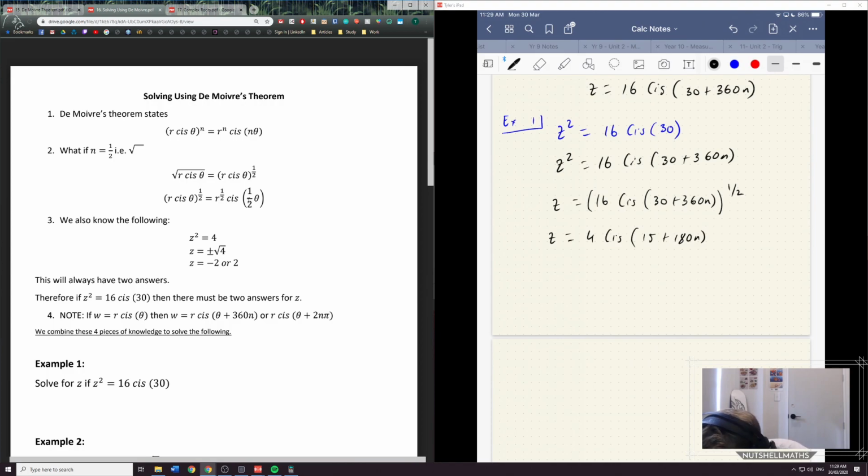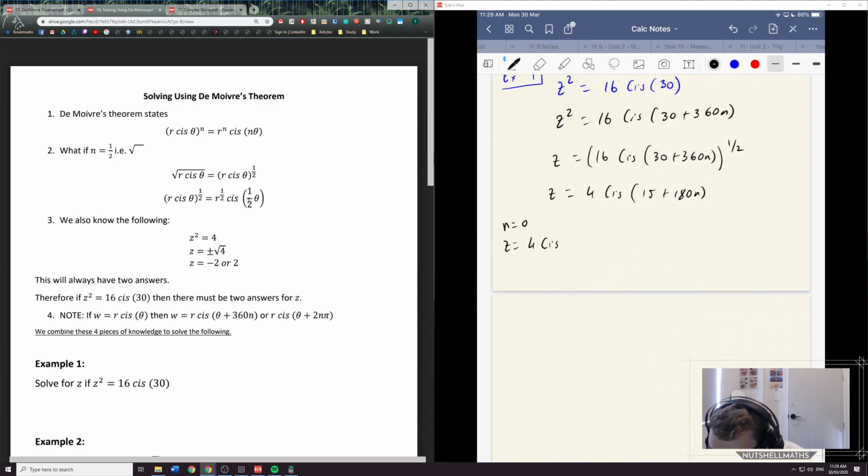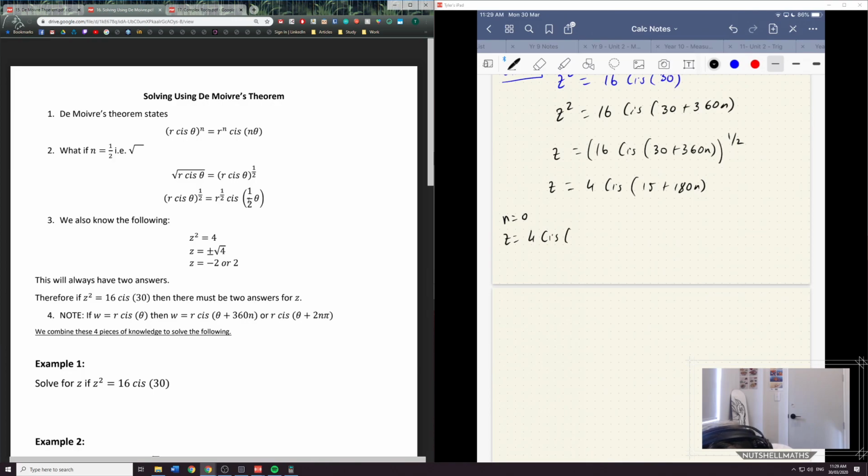So let's have a look at this. Let's make this condition first, n equals 0, which is our default case. It always is true. When n equals 0, our z would be 4 cis 15 plus 180 times 0. So this is just going to be 4 cis 15. Krishna, I like the question. I will answer that shortly.